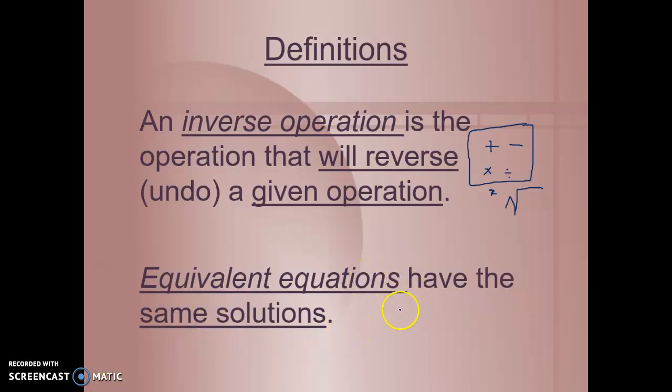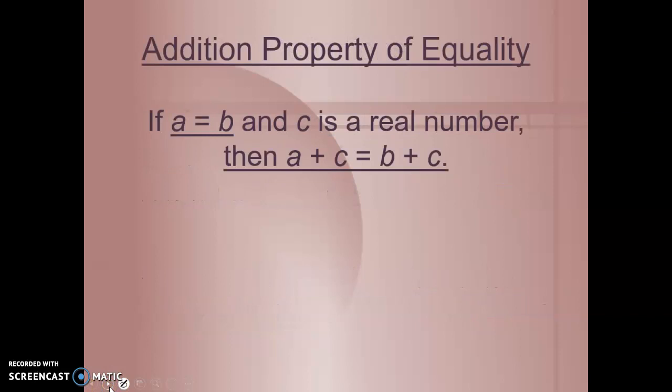Equivalent equations, like I just said, have the same solutions. So two equations that are equal to the same thing are called equivalent equations. So for example, 4 plus 3 is the same as 5 plus 2. Even though these are not the same numbers, they're both equal to 7. They are equivalent equations. Our addition property of equality says if A equals B and C is a real number, then A plus C equals B plus C. Let's do some numbers here. Let's make A equal to 4 and B equal to 3. So 4 and 3. And let's make C 2.